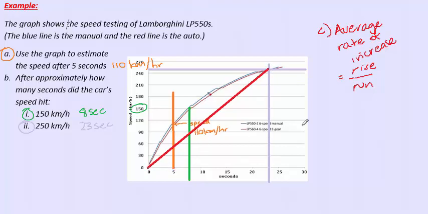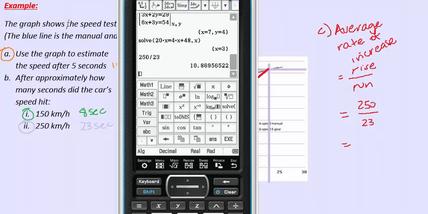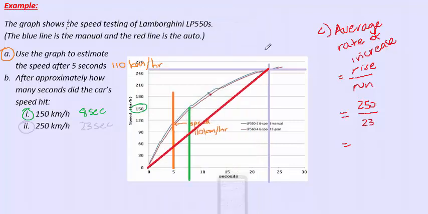Now to get there, my rise is going to be 250 kilometers an hour. My run is 23 seconds. So therefore, let's get out the calculator, 250 divided by 23 gives 10.9 kilometers per hour every second. So my answer is 10.9 kilometers per hour per second. And that is my average acceleration.